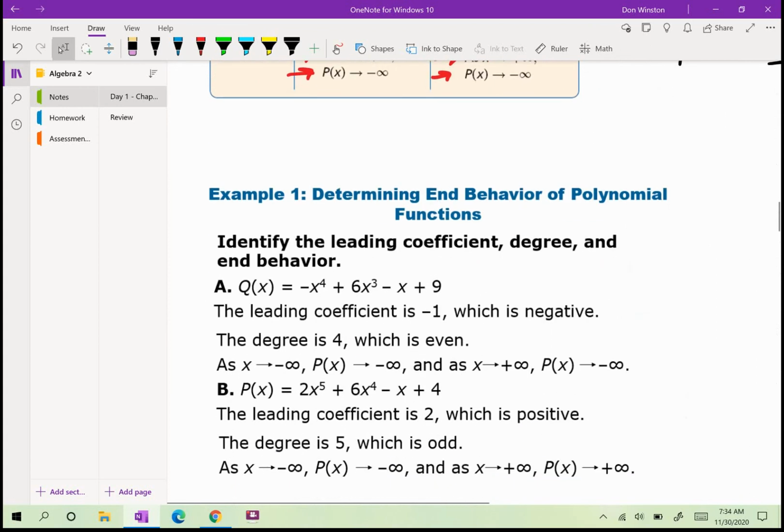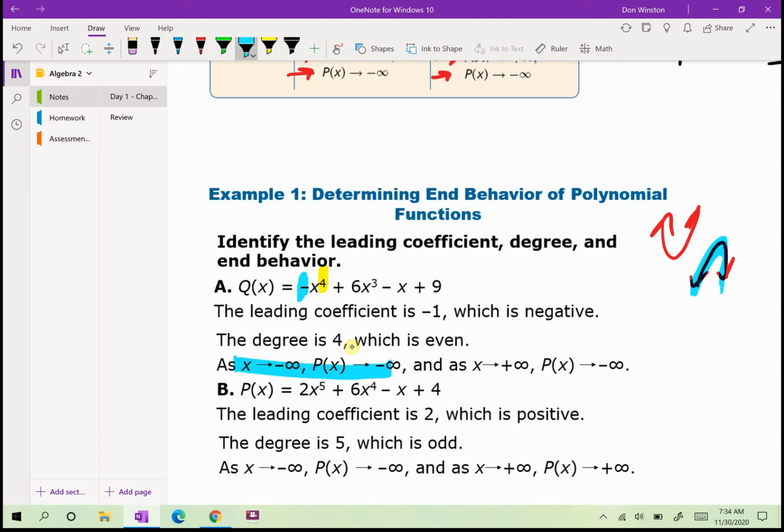Okay, determining end behavior of a polynomial function. Here, I see I have an even degree, 4. So it's either going to rise on both ends or fall on both ends. Because the leading coefficient is negative, I'll have a sad graph, so it will be that one. As x goes to negative infinity, y goes to negative infinity, and as x goes to positive infinity, y goes to negative infinity. It falls on both ends.